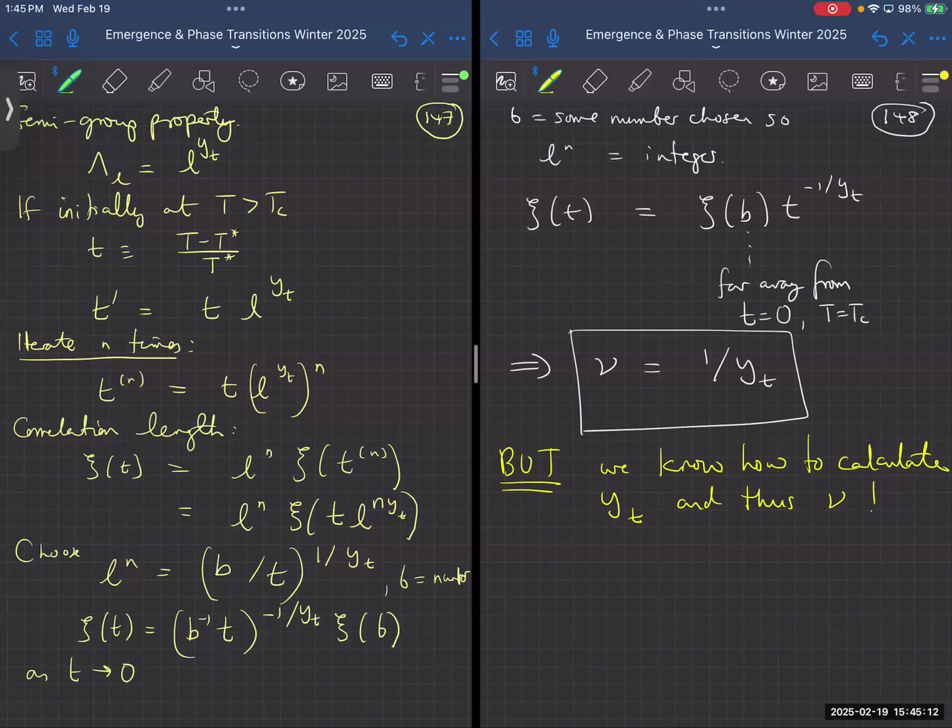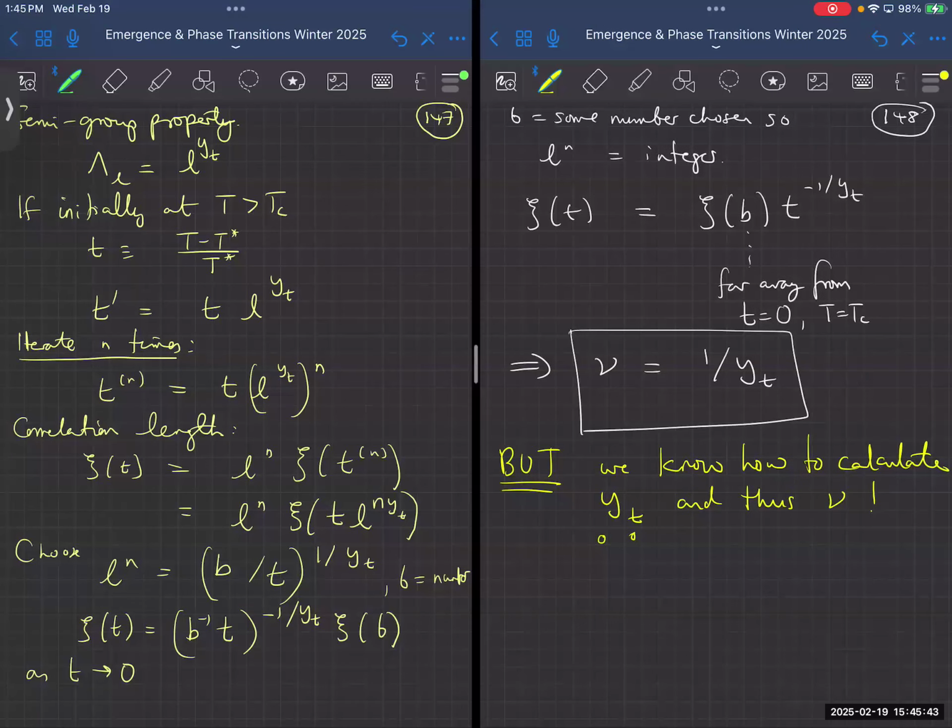Here it's just a simple function, but in general it would be a matrix. I just have to find what its eigenvalues are. I know from my semigroup property that those eigenvalues have to be of the form L to the y sub t. So when I find those eigenvalues, I can find the exponent y sub t by taking the logarithm and dividing by the logarithm of L. So I know how to calculate y sub t. I didn't know it before, but this time we know how to calculate it.